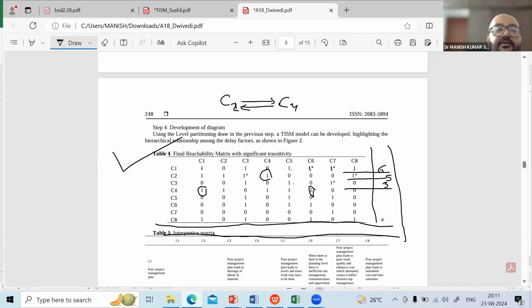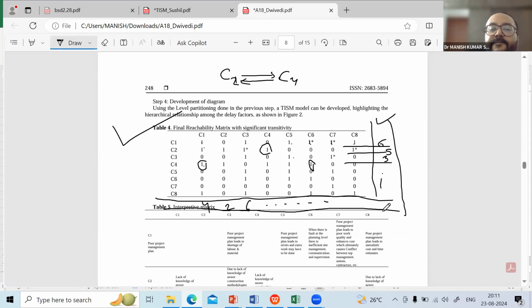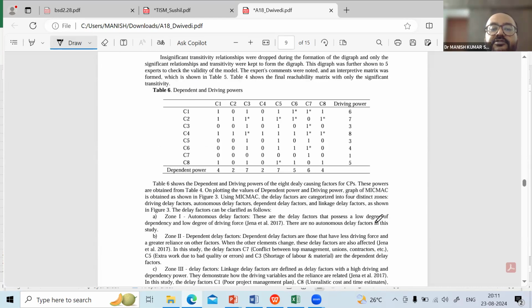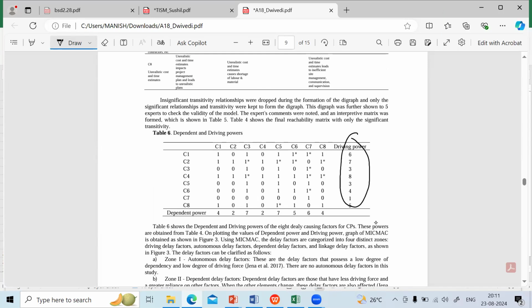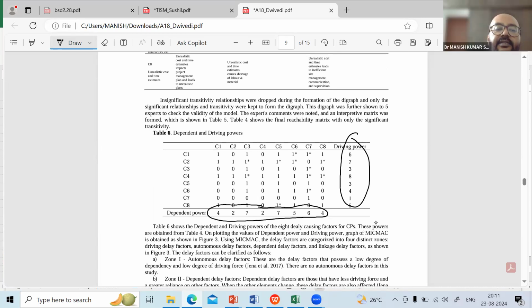Here you add 1, 2, 3, 4, so it is 4. Then this is 1, 2, 3, 4, 5, 6, it is 6. Like this, you fill all this in. This is known as driving force. You just come to this one. Can you see it? Yes. Driving force, and this is driving power and dependence power.